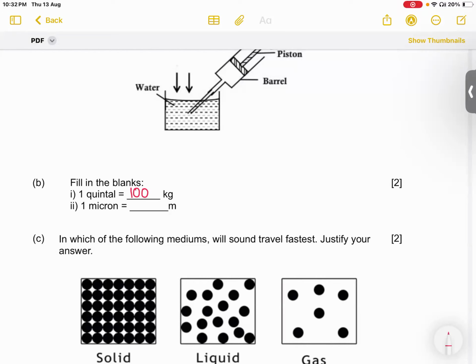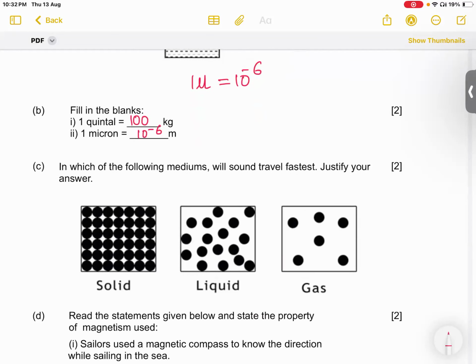1 micron is how many meters? Okay, 1 micron is 10 raised to minus 6 meters. So this is 10 raised to minus 6. Okay, sure. Let's take the next one. In which of the following media will sound travel? We don't have it.